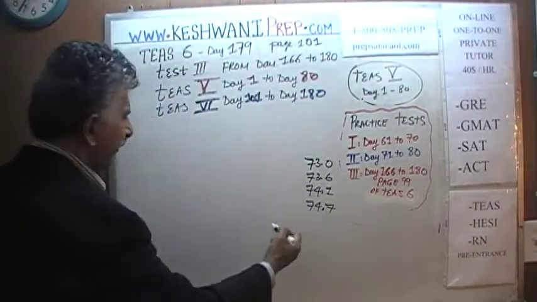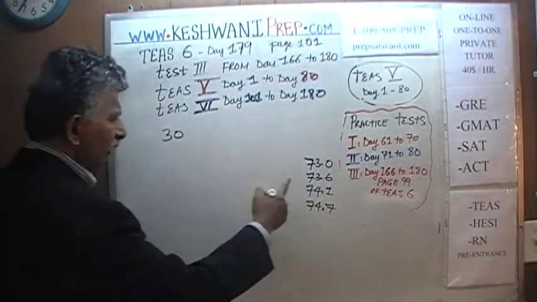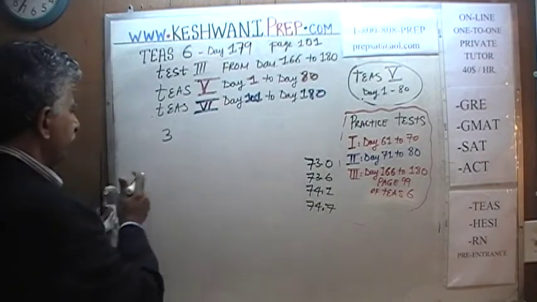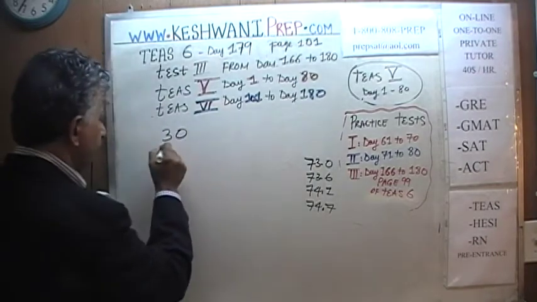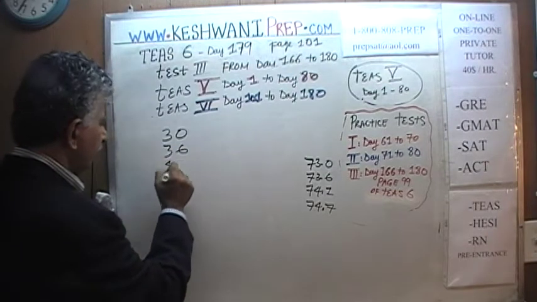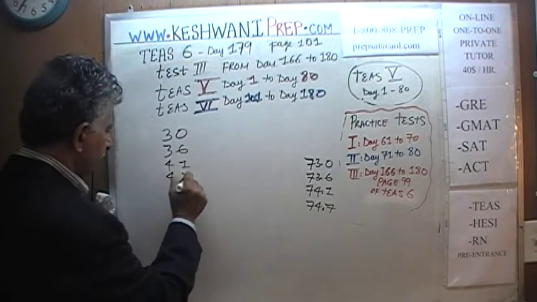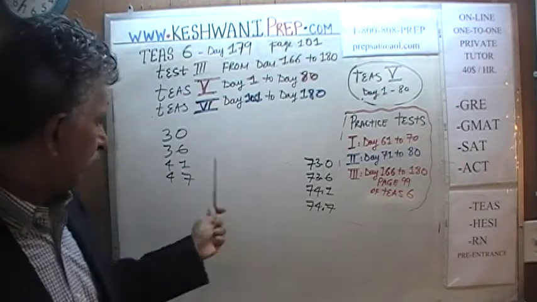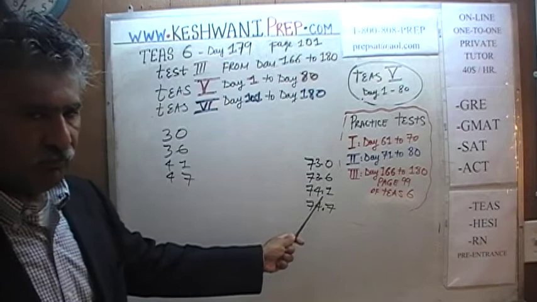Let's just add up the remaining figures. And also, let's just ignore the decimal for the time being. It will make our calculation quicker. So 30, 36, 41, 47. But we have to understand that 47 is not 47. 47 is 4.7. 41 is not 41, 41 is 4.1 and so forth.